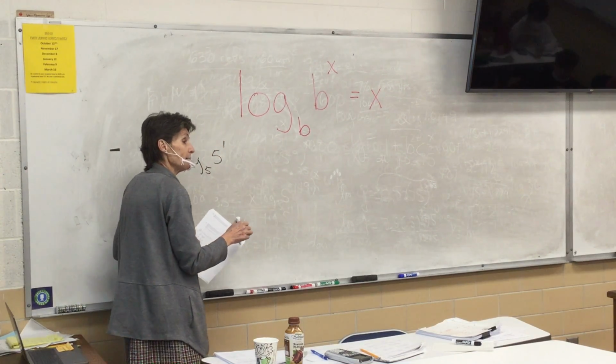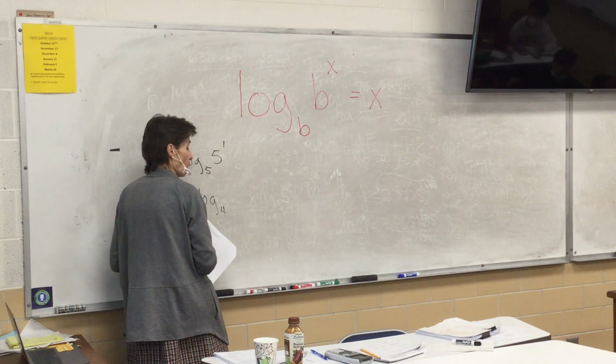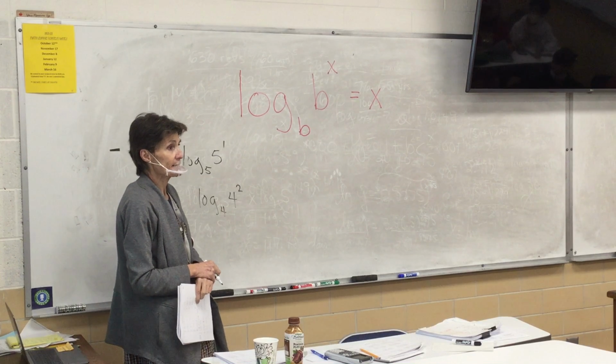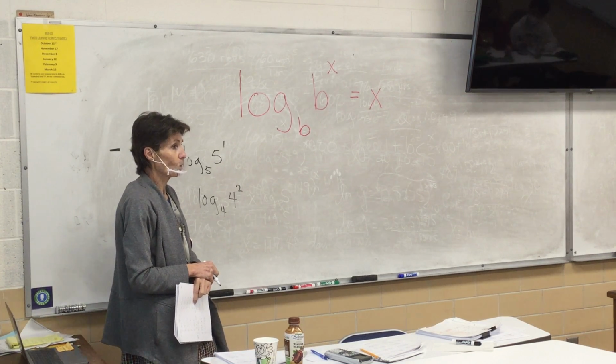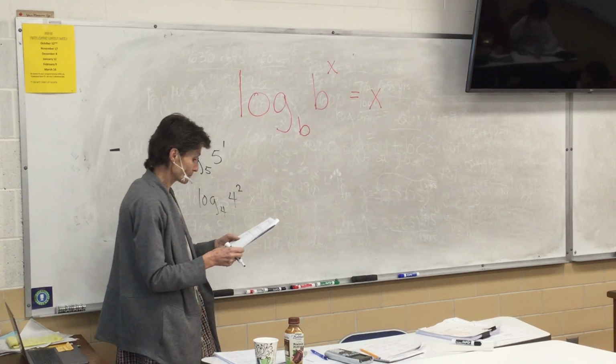So what about B? It's the log base 4 of 4 squared, isn't it? Isn't 16 4 squared? So what's the log base 4 of 4 squared? 2. The answer is 2.